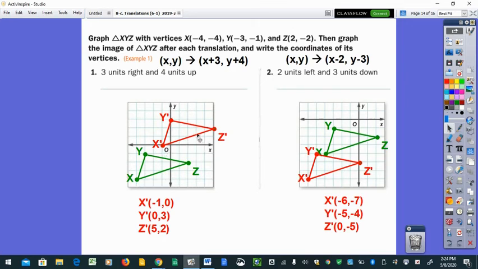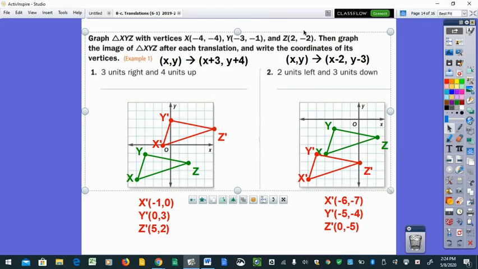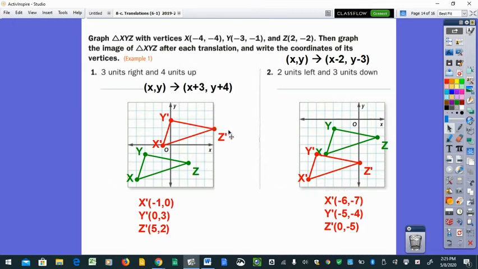The other way to do it is to realize, what does it mean to go 3 to the right? Well, that's the X direction. You're going to take your X coordinate and add 3. What does it mean to go 4 up? Well, that's your Y direction, 4 up. So it's Y plus 4. And then you basically take every X and add 3. And that's where these came from. And you take every Y, the -4, the -1, and the -2, and you add 4. And that's where these came from. So there are 2 ways to do it, graph paper or to use the translation notation.